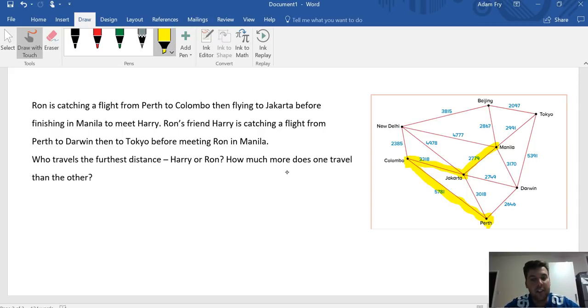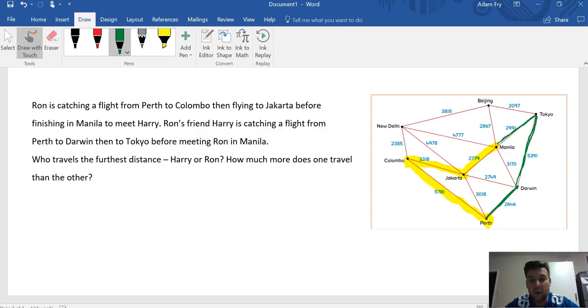Ron's friend Harry is catching a flight from Perth to Darwin. So he's going Perth to Darwin, then to Tokyo before meeting Ron in Manila. Who travels the furthest distance, Harry or Ron? Then, how much more does one travel than the other?